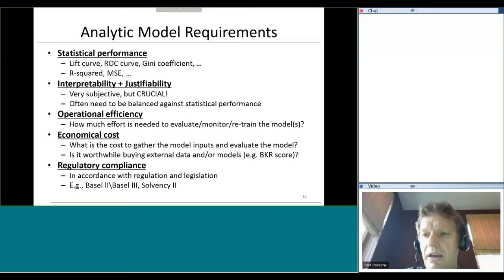Another key requirement for your analytical models is regulatory compliance. Regulatory compliance refers to the extent to which your PD, LGD, and EAD models are in accordance with regulation and legislation. When I say that, I'm referring to the input side of the models and the output side, because the Basel Accords have clearly specified how the inputs of your analytical model should look and what the outputs should be. So these are all very important model requirements which are situated at level 1 of your analytical models.